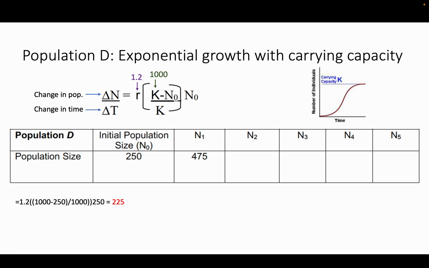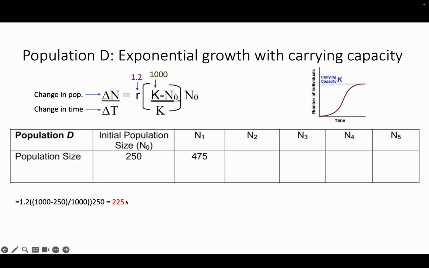Another thing I want to mention as well is that when you're doing the calculations, if you're getting decimal places, make sure you either round up or round down because you can't have point something of an individual. So make sure you keep that in mind as well. So now you have 225.